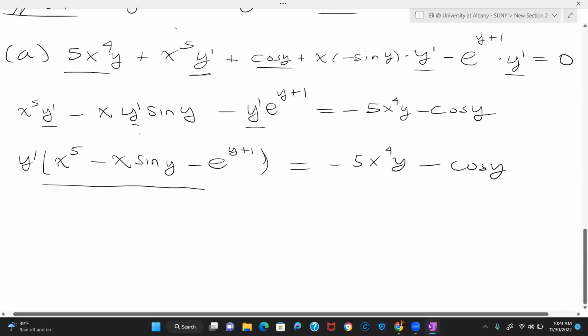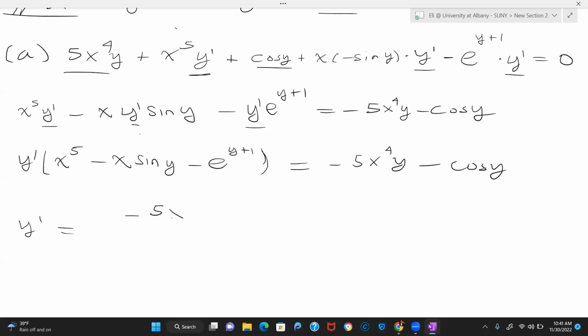And now I'm going to divide by this on both sides. So what we're going to get is y prime is equal to this.